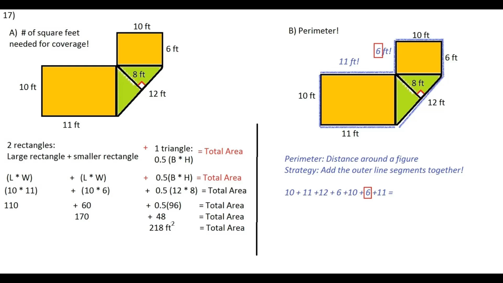All right, so add another 6 feet there, and plus 11 feet. Again, because that 11 comes from the 11 that it's across the room from, okay? That's the top of the rectangle. The other 11 feet is the bottom of the rectangle. So if you add all that up, you get 66 feet.